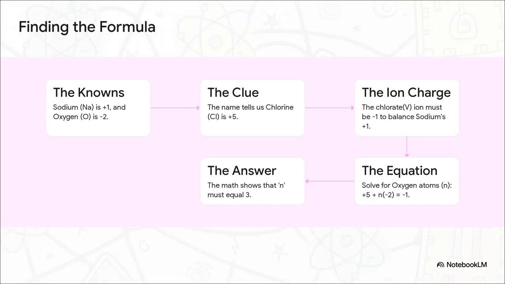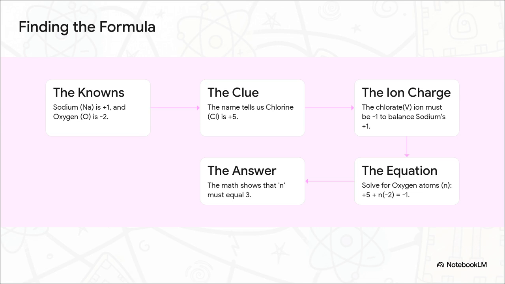Okay, let's walk through this step by step. We know a couple of things just from basic chemistry. Sodium is pretty much always +1, and oxygen in this kind of compound is -2. The name just gave us our third piece of the puzzle. Chlorine is +5. Now, since the whole compound has to be neutral, if the sodium is +1, then the rest of it, the chlorate part, has to add up to -1 to balance it all out.